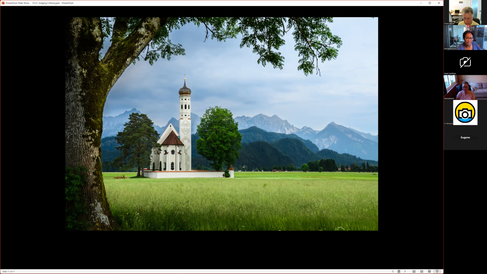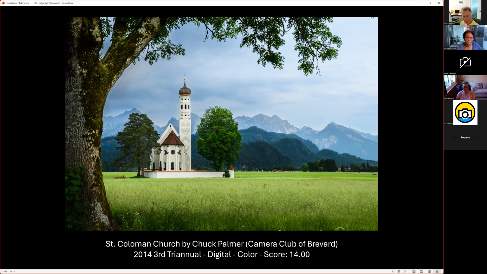So this happens to also be my photo. And is that a 14? Oh my gosh, it only scored a 14. So I wanted you to see, this is one of my favorite photos. I actually pulled the car over when I saw this. This is in Fussen, Germany. I just had to get this church in the frame of this tree. And I love this photo. I thought sure it would be highly scored, get some sort of ribbon, at least top 25%, right? It was not. No ribbon, 14.